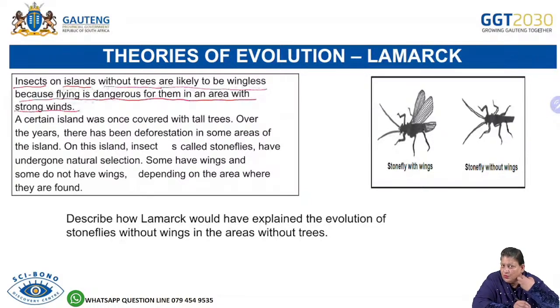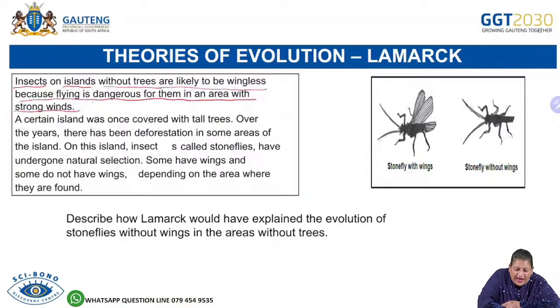So understand what they are trying to tell you. They give you a picture of an insect, in this case a fly. They're saying that on islands where there are no trees, those flies had no wings like this one here, because the wind was too strong. Remember, trees act as wind breakers. So if insects are found where there are no trees and the wind is very strong, the wind can break their wings. That's what it means here.